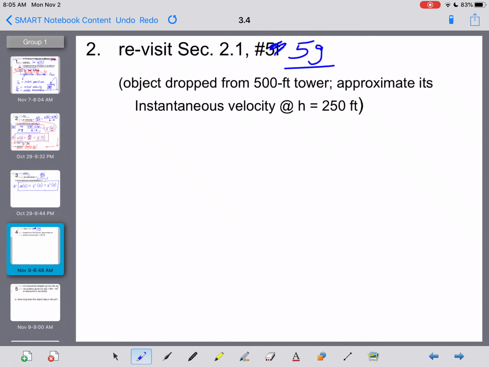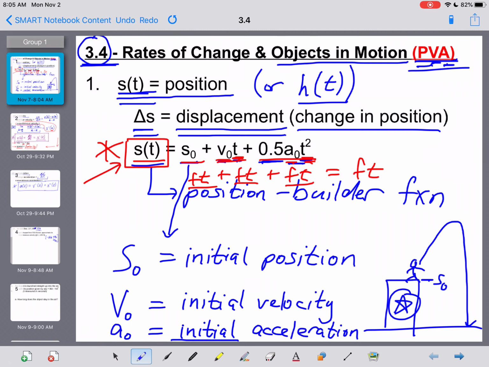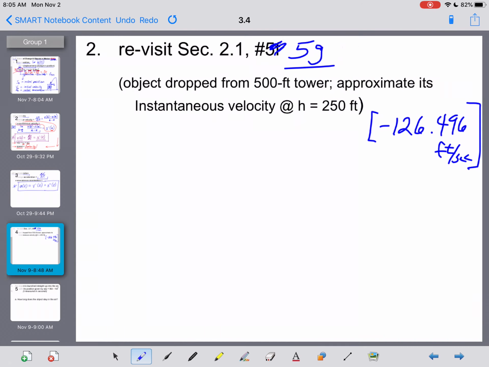In that problem, we used a table to approximate the object's instantaneous velocity when its height was equal to 250 feet. And we came up with an answer somewhere in the neighborhood of negative 126.496 feet per second. Now, I'm not going to bore you with all the details, but the way we did that is we came up with the time value at which this object was at 250 feet. So let's talk about how we did that, going back and using that position builder function to remember how we got this.